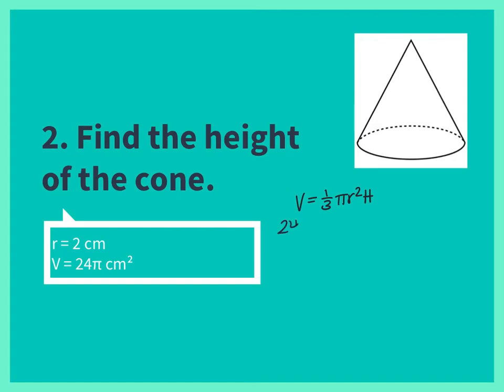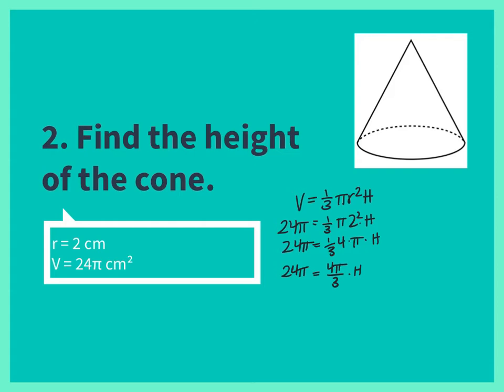So we know our volume is 24 pi. I have 1/3 pi times my radius of 2 squared times my height. We're solving for that height, so we need to do a little simplifying. 2 squared is 4. So 1/3 times 4 times pi times my height is going to give us that 24 pi. I can leave it as 4 pi over 3 times my height equals 24 pi. Now I need to get h all by itself, so I'm going to consider dividing by 4 pi over 3.